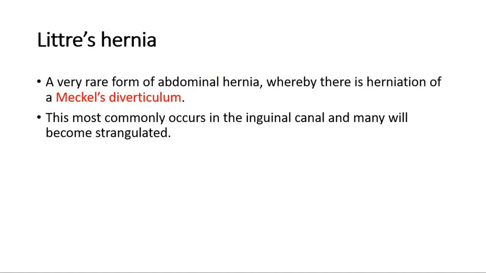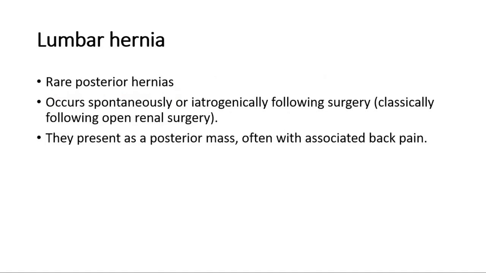Another type of hernia is the Littre's hernia. It is a very rare form of abdominal hernia, whereby there is herniation of a Meckel's diverticulum. This most commonly occurs in the inguinal canal, and many will become strangulated. Next is lumbar hernia. Lumbar hernias are rare posterior hernias that typically occur spontaneously or iatrogenically following surgery, classically following open renal surgery. They present as a posterior mass, often with associated back pain.